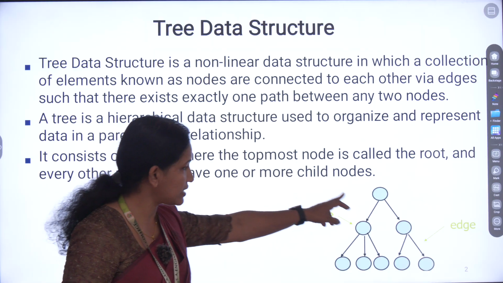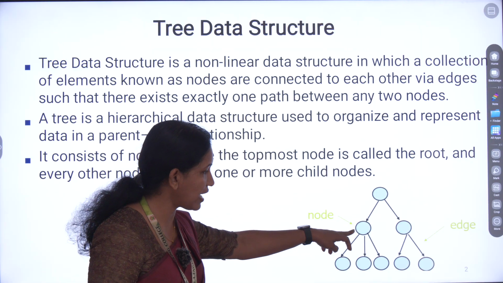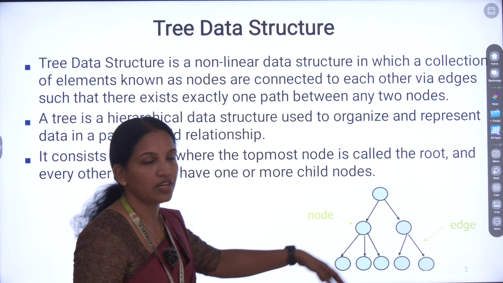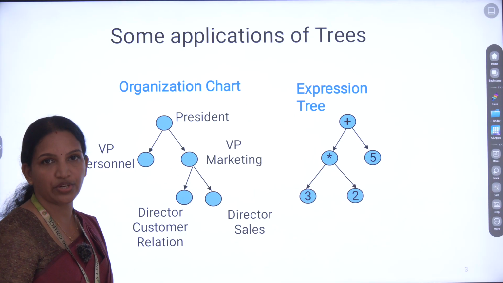So if you see this sample tree, there are circles and arrows. Circle represents the nodes and arrows represents the relationship among the nodes. Now these are two examples for tree data structure.